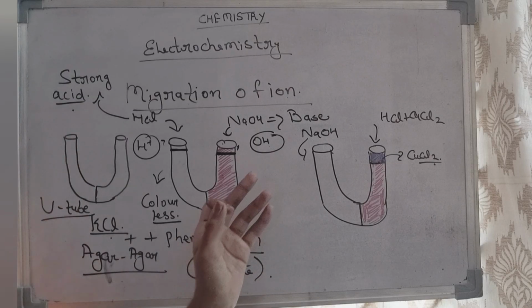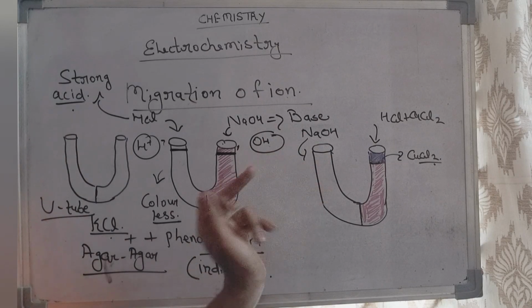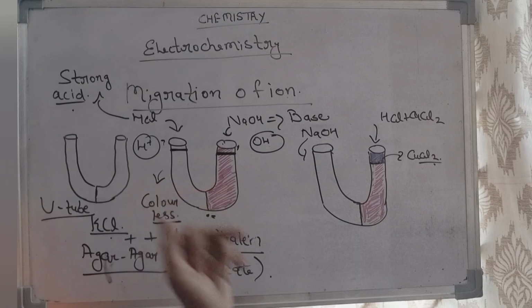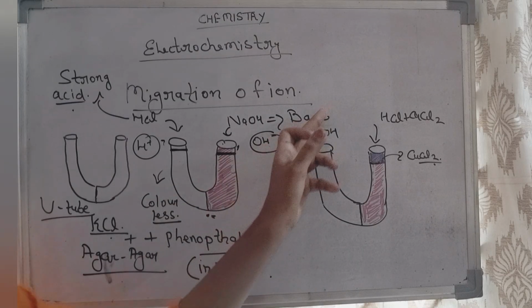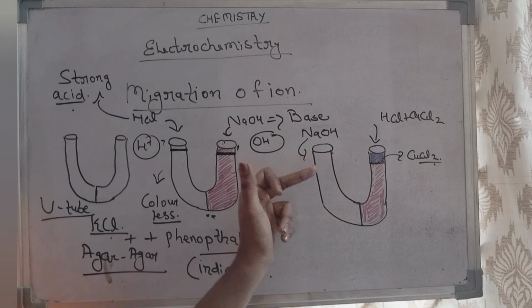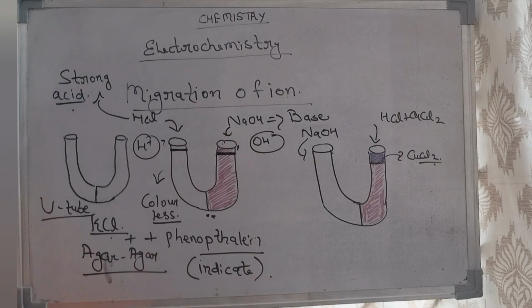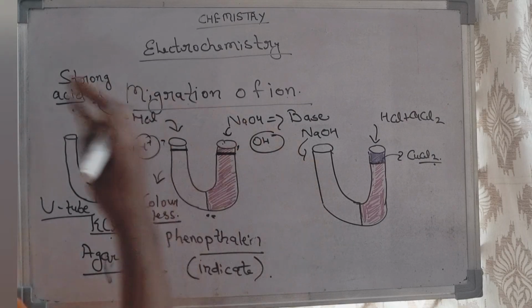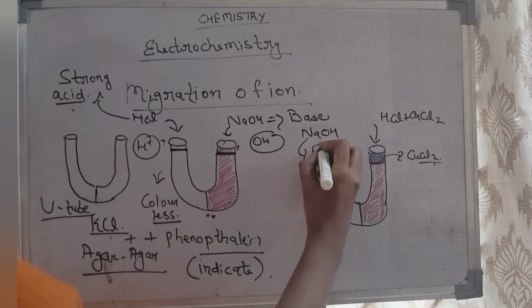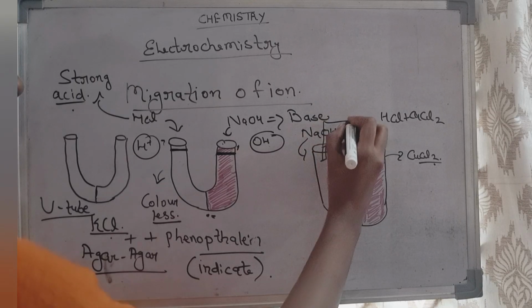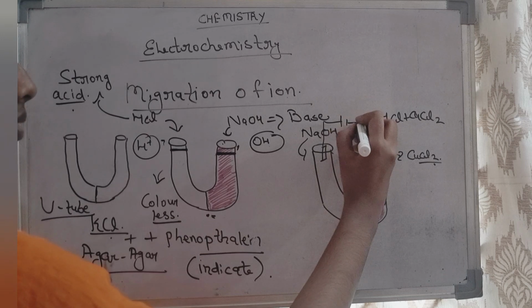So when you pour, you have to make sure that you connect this U-tube with a battery. So I am setting up one battery system like that. This is your positive terminal, this is your negative terminal like that.